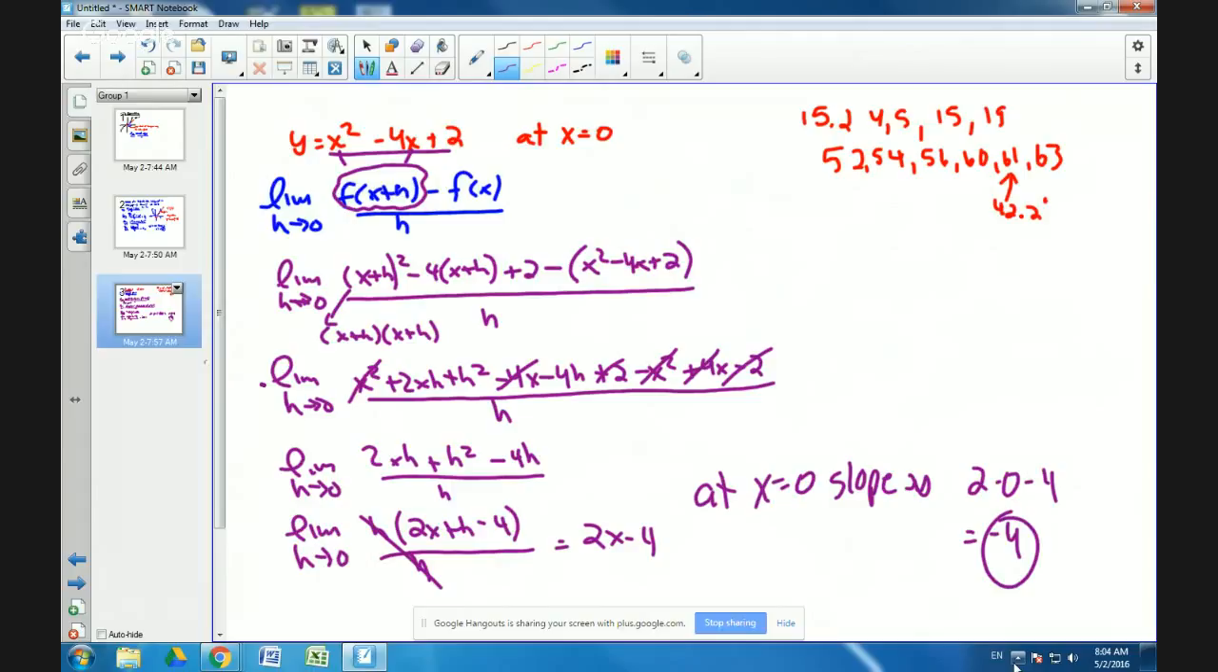That should do it. It's some algebra practice really and limits. So let me know if you have any questions. Good? Already?